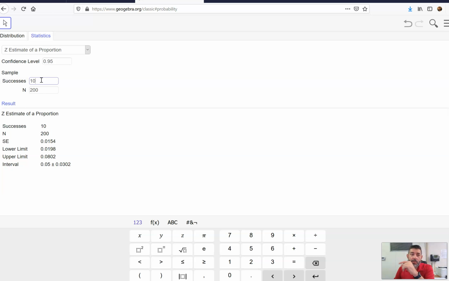So just remember that you have to put in the successes. You cannot put 0.05. If you did this, you'd end up with the wrong answer. So just because the problem said 5%, you can't put 0.05 in here. You need to put the actual number of things. That's why I multiply 5%, 0.05, times 200.